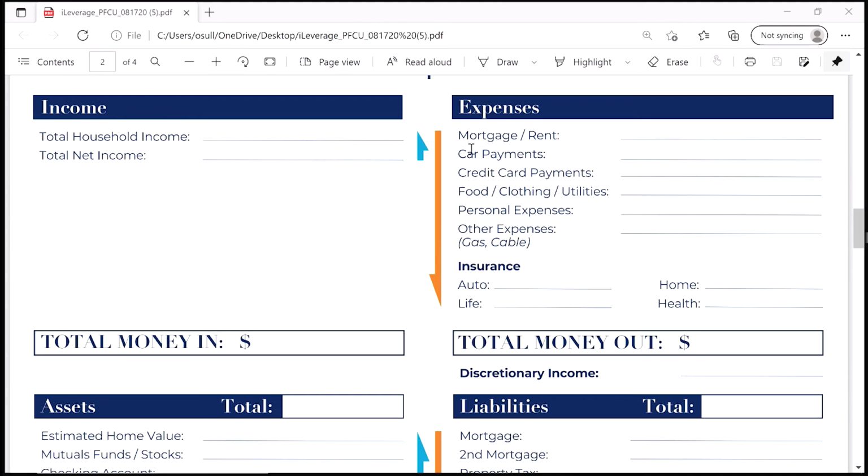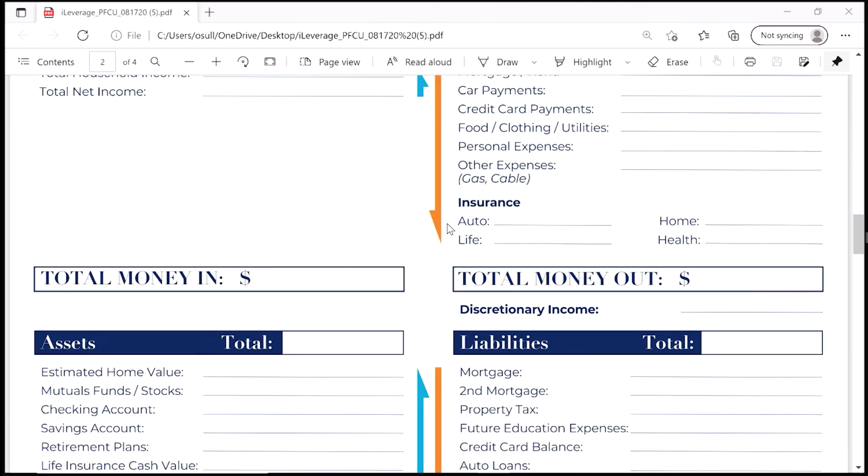This is where you can touch back on dreams. If they're renting right now, have you ever thought about purchasing or owning a home? Is that a goal or a dream of yours? Get them talking. Car payments, credit cards, food, clothing, utilities. What do you spend approximately monthly on that? Personal expenses. Do you guys like to eat out a lot, entertainment, things like that.